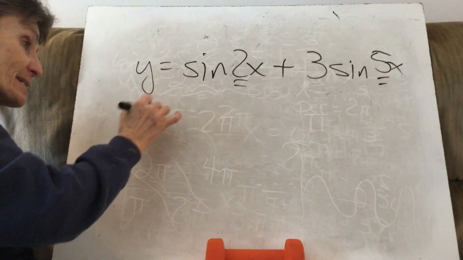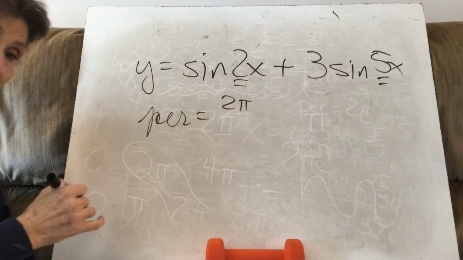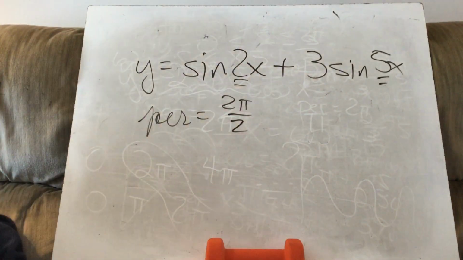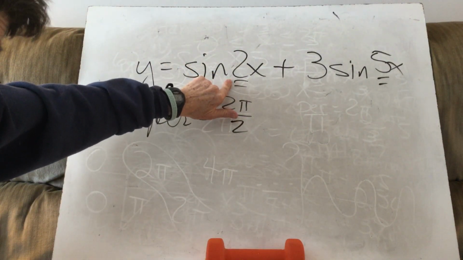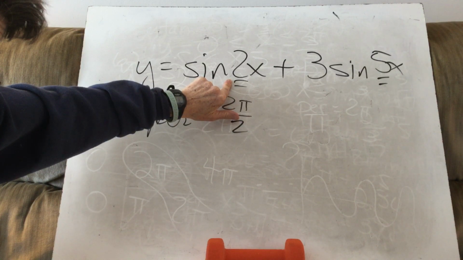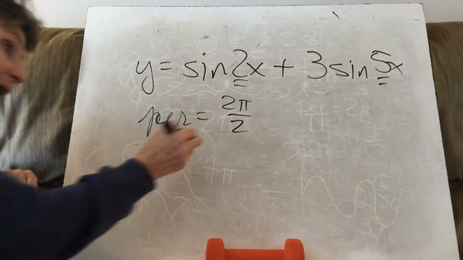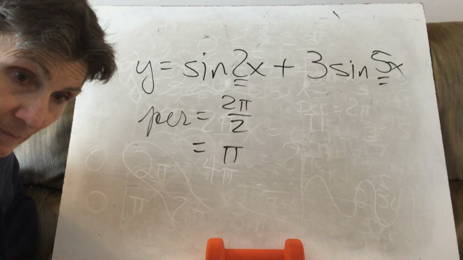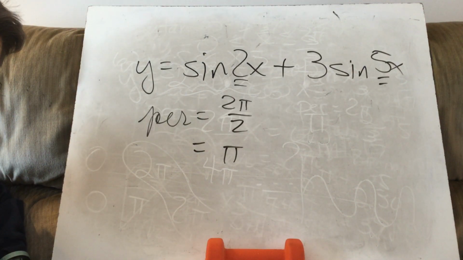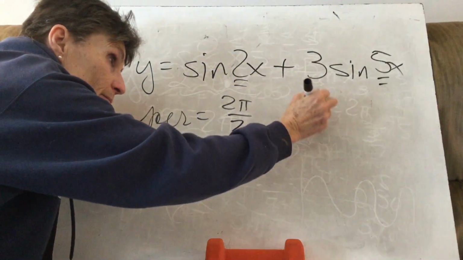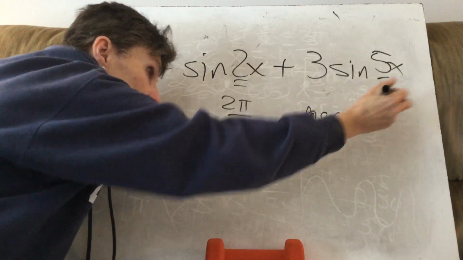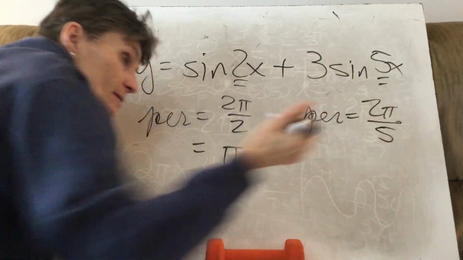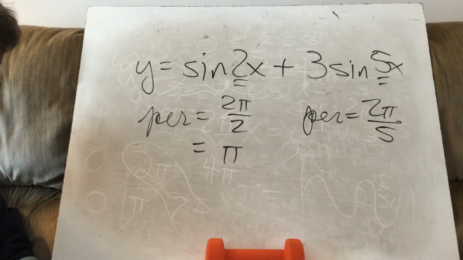The period of a sine is 2 pi. But this one has been divided by 2. Remember how that number divides the period? So the period of this is actually pi. What about the period of this one? Well, it's supposed to be 2 pi, but it's been divided by 5. So the period of it is 2 pi over 5.